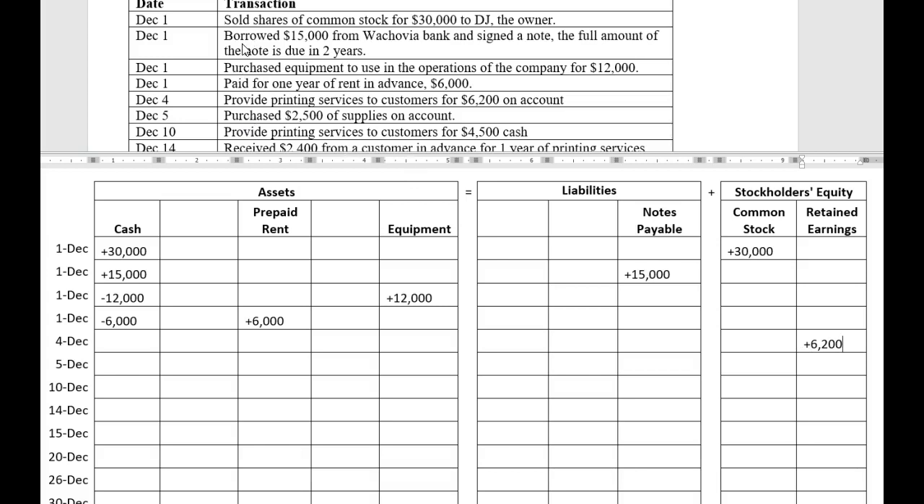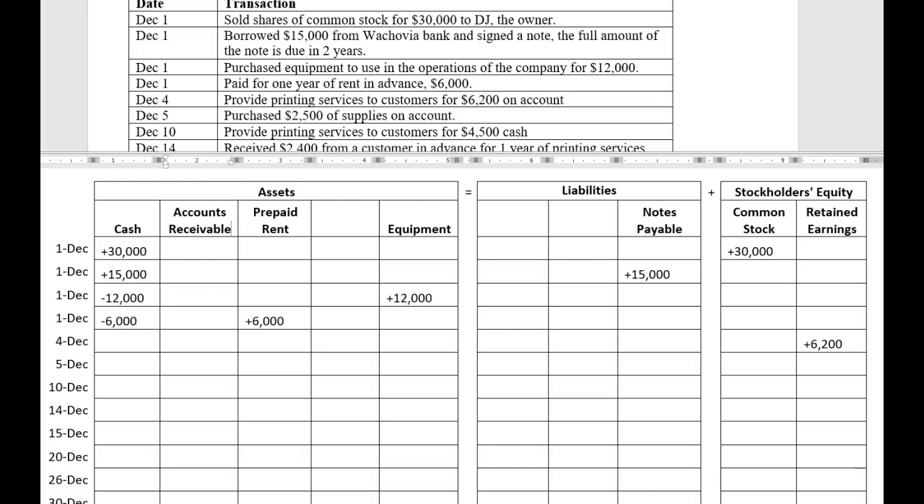There's two possibilities here. Either our customer paid us or they haven't yet paid us. So December 4th, it says that they performed the services on account. Now that's a very important word. That means our customers have not paid us yet. When we provide a service or sell a good on account, it creates money that is owed to us. Now it is an asset because it brings us future benefit. Eventually that account will be received as cash. But for now it's not paid, so we call that an accounts receivable.